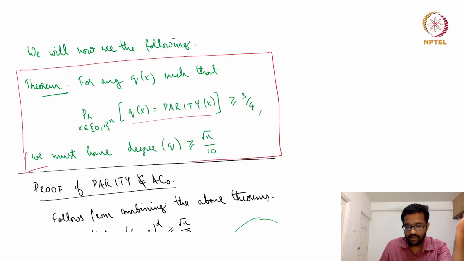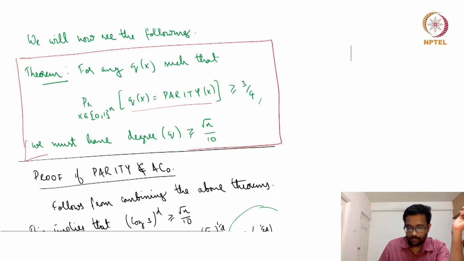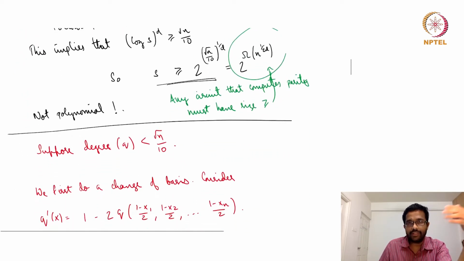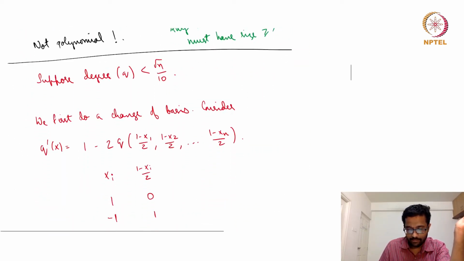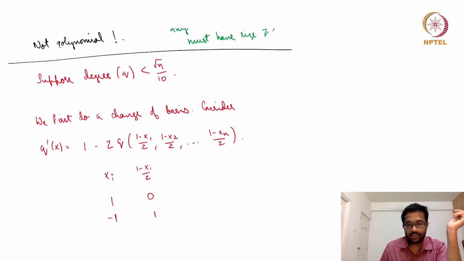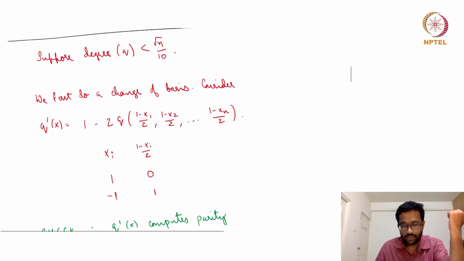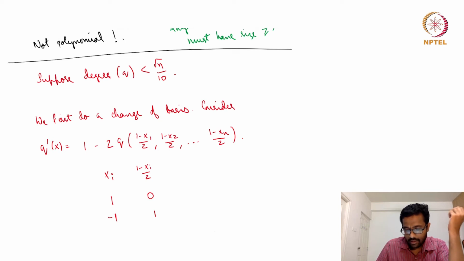That any Q that agrees with parity on 75% of the inputs must have degree at least square root n divided by 10. Okay, so we'll shoot for a contradiction. Again, this proof is very simple and uses simple principles, but it uses a bit of linear algebra, and it will be shorter than what we saw in the previous lecture. Okay, suppose there was such a Q with degree less than square root n divided by 10.